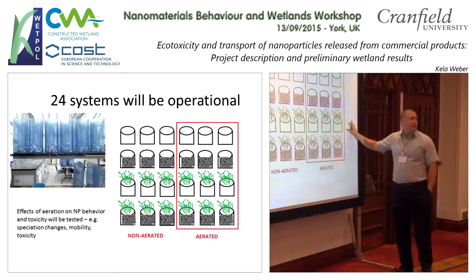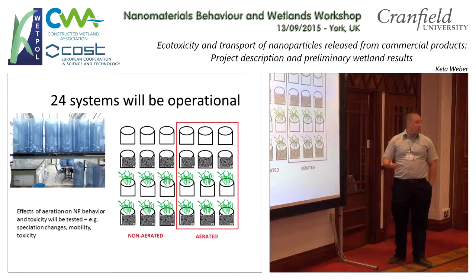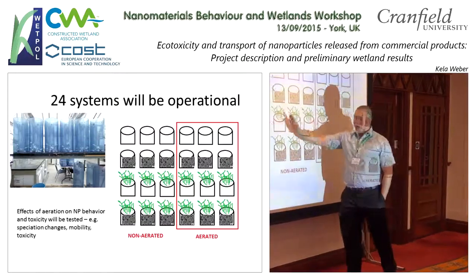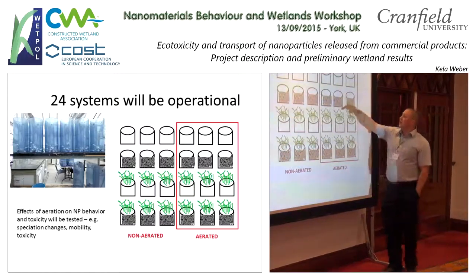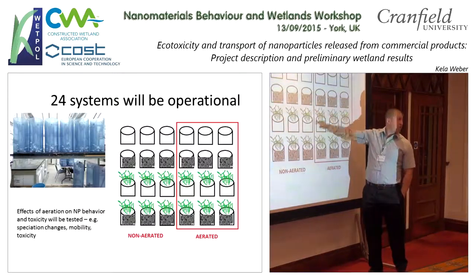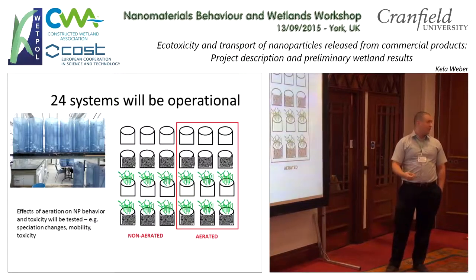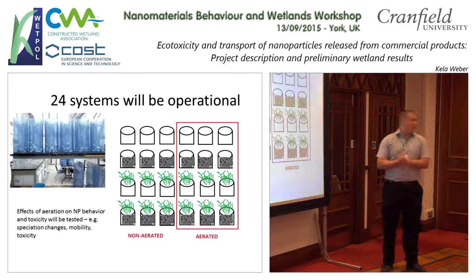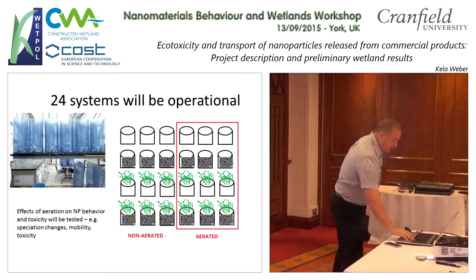And here's our experimental design. So Monica, you might be quite interested in what we're doing here: a triplicated 2 to the 3 factorial, in that we have 12 non-aerated, 12 aerated, then we have 12 unplanted, 12 planted, 12 that are going to be exposed to the nanoparticles, and 12 that will be left as controls. The reason we have controls, well, environmental variation can actually affect some of the things we're going to be looking at.